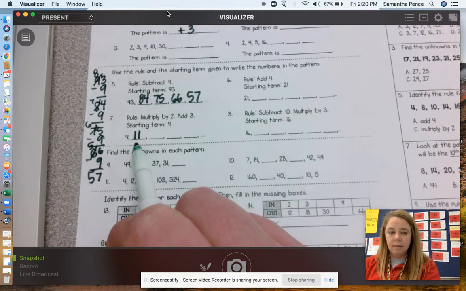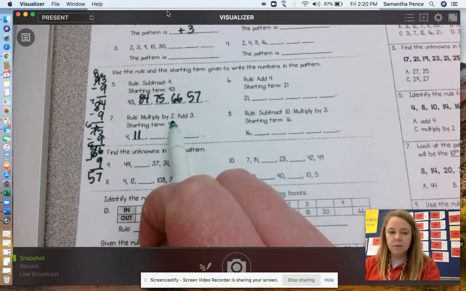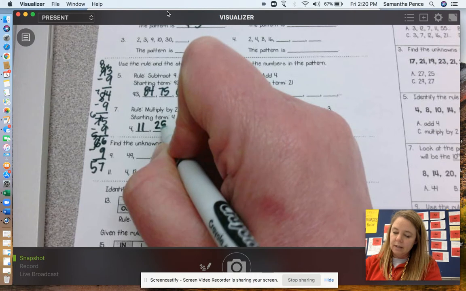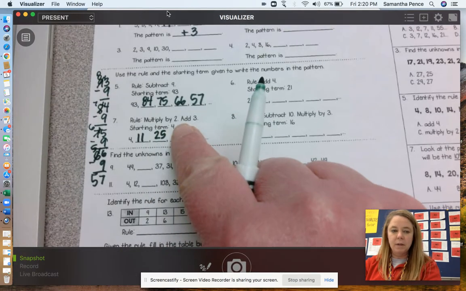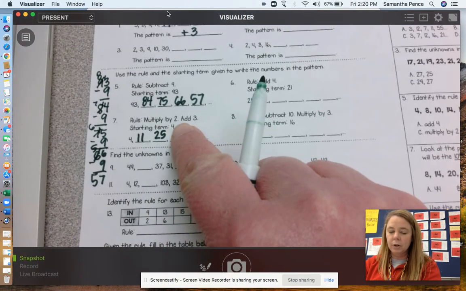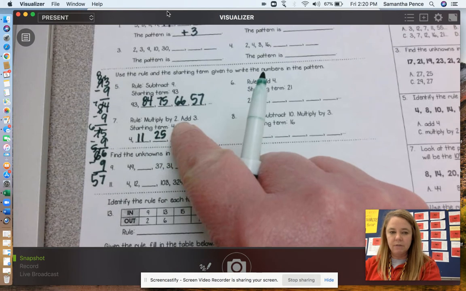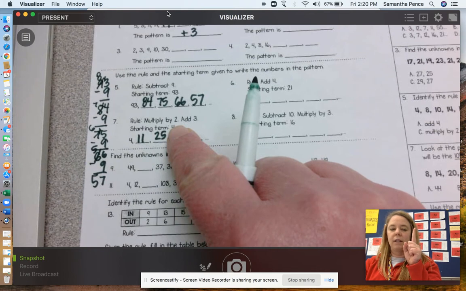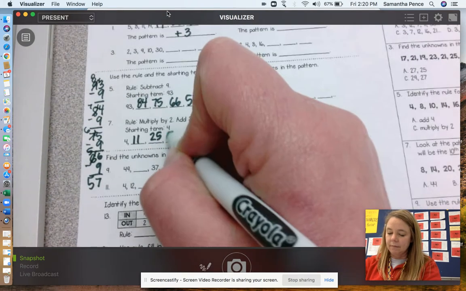And then we're going to take 11. We're going to multiply it by 2. 11 times 2 is 22. And we're going to add 3. 22, 23, 24, 25. And then we're going to take 25 and we're going to multiply by 2. I think about it like quarters. If I had 2 quarters, it would be 50 cents, right? So 25 times 2 is 50. Add 3. 51, 52, 53.